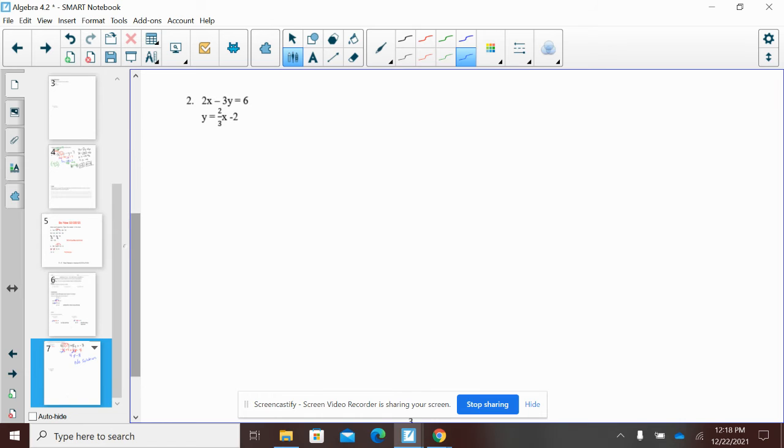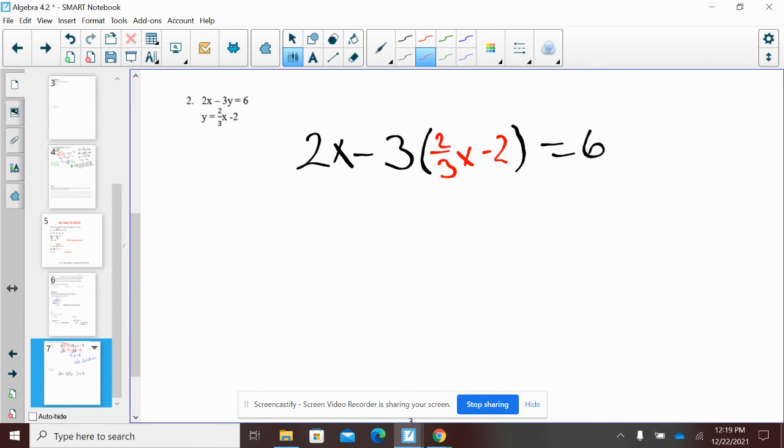Going down to number 2, again, I have a variable by itself. This time, instead of the x, it's the y. So in my first equation, I will start to write 2x minus 3, but instead of a y, I'll leave a set of parentheses because I am going to replace that with an equivalent expression. Y is equal to 2 over 3x minus 2. And I got that from here. Now that I do that, I can start to solve for x.